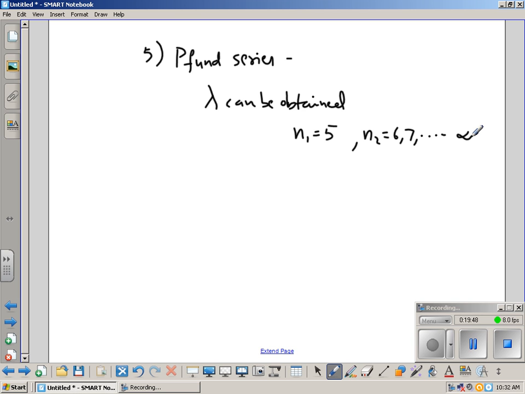First member can be obtained for n1 is equal to 5, n2 is equal to 6. Second member can be obtained for n1 is equal to 5, n2 is equal to 7. The last member, or limiting member, can be obtained for n1 is equal to 5, n2 is equal to infinity.